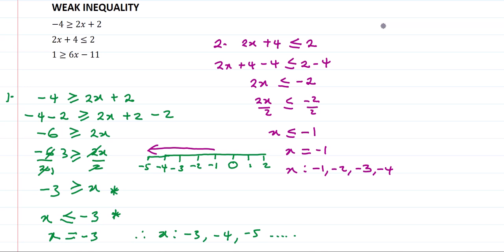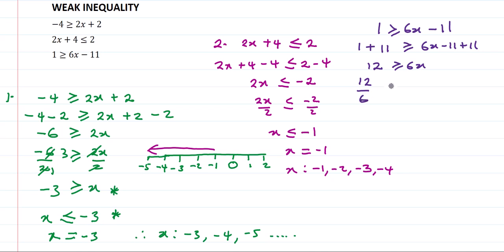And then finally we have 1 is greater than or equal to 6x minus 11. Since we have a negative connecting constants and variable, what do we do? We add. So adding 11 to both sides, 1 plus 11 is greater than or equal to 6x minus 11 plus 11. The 11 cancels out. Here we have 12 is greater than or equal to 6x. For the next step, we divide both sides by the coefficient of our variable, which is 6. So 12 divided by 6 is greater than or equal to 6x divided by 6.